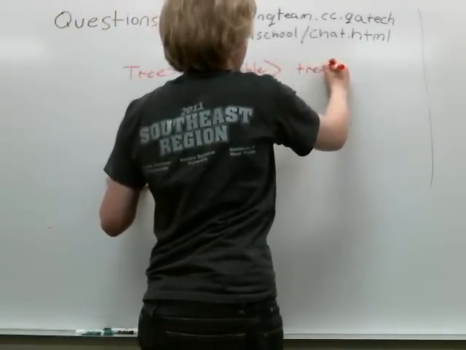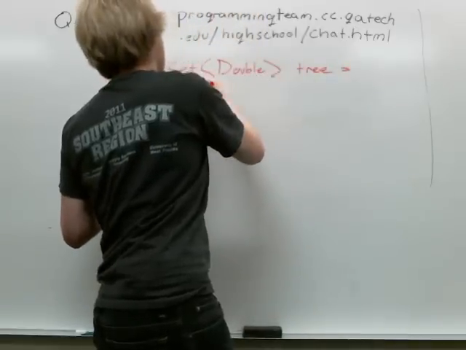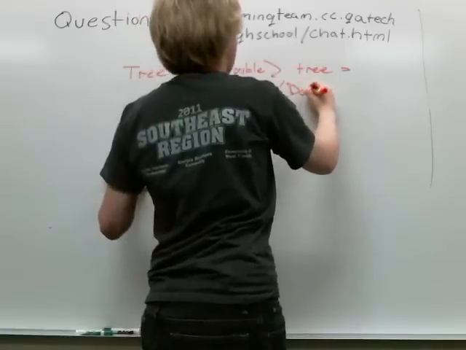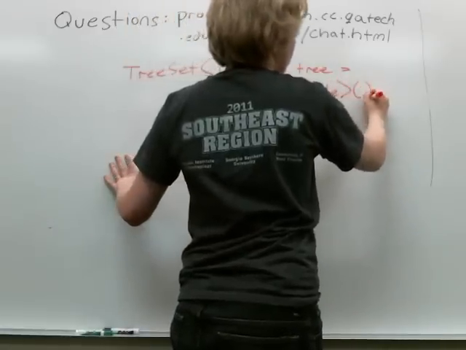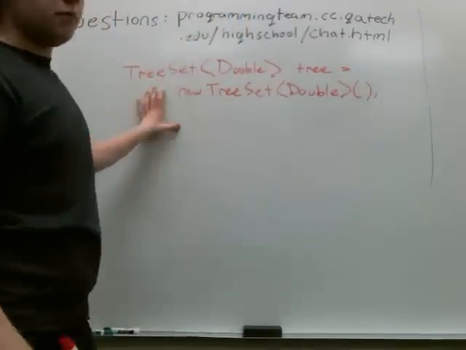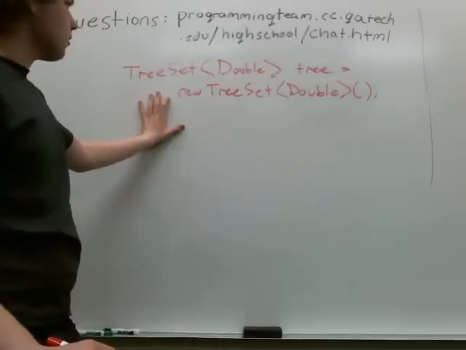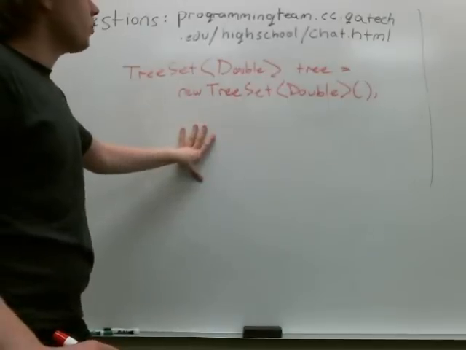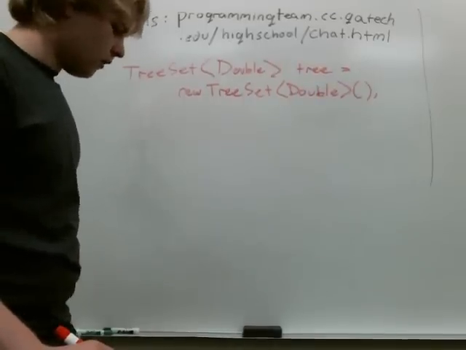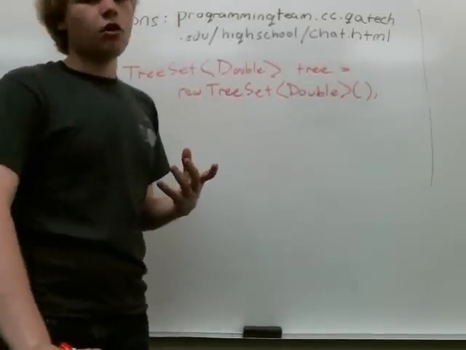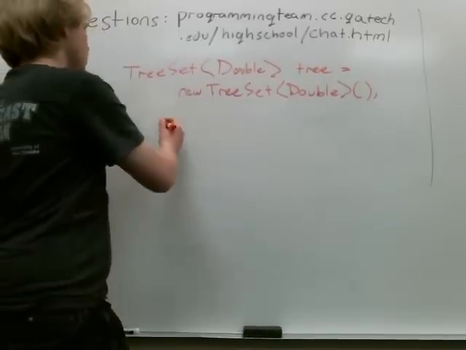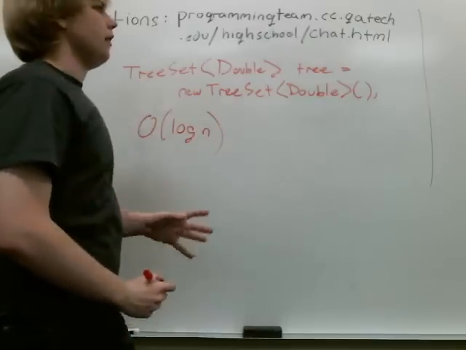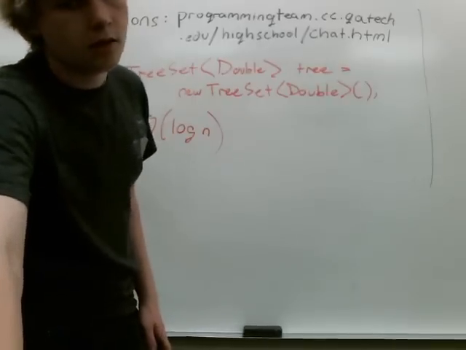So I'll just call it tree equals new TreeSet. So here, I'm just creating a new TreeSet, and the set just means that duplicates are not allowed in this particular tree, which usually is not a problem. So this is going to have a tree-like structure, so all of the operations are going to be on the order of log n rather than order n like a linked list was.